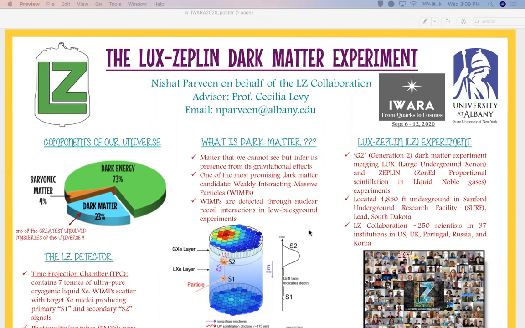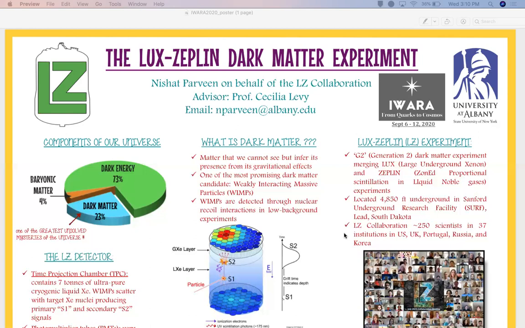So what is dark matter? Dark matter refers to any matter that we cannot see, since it neither absorbs light nor emits light. But even though we cannot see it, we can infer its presence from its gravitational effects. There are several compelling pieces of evidence that prove the existence of dark matter. And one of the most promising dark matter candidates is weakly interacting massive particles, or WIMPs.